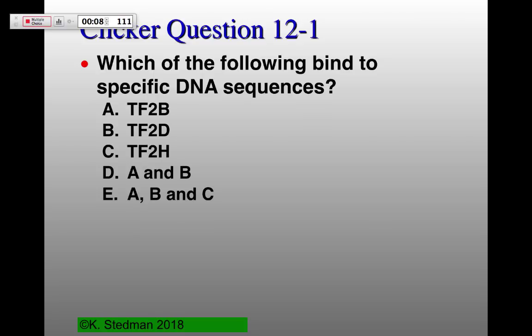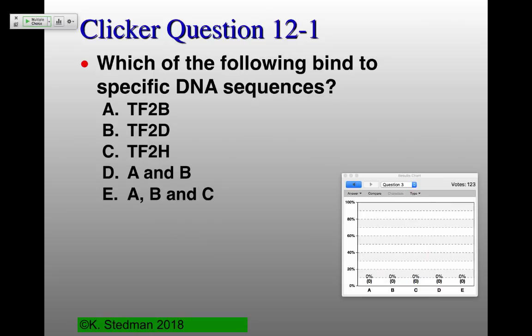Ten, 5, 4. Again, we seem to have a bit of a difference of opinion on this one.